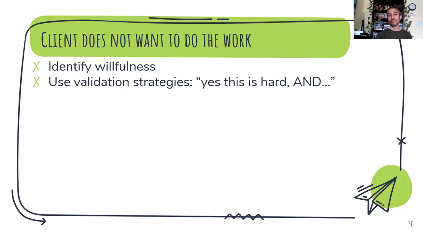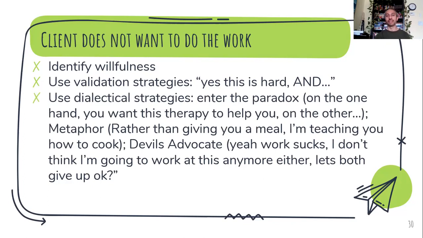And so then we would say something like, yes, it is hard to do the homework. It's emotionally draining and there's a lot of value to it. And that's where we can also use dialectical strategies, such as, on the one hand, you want this therapy to work, you want to stop smoking crack and being suicidal. And on the other hand, you don't want to do the work that is required to prevent relapse and stop the suicidal thoughts. That's really interesting.